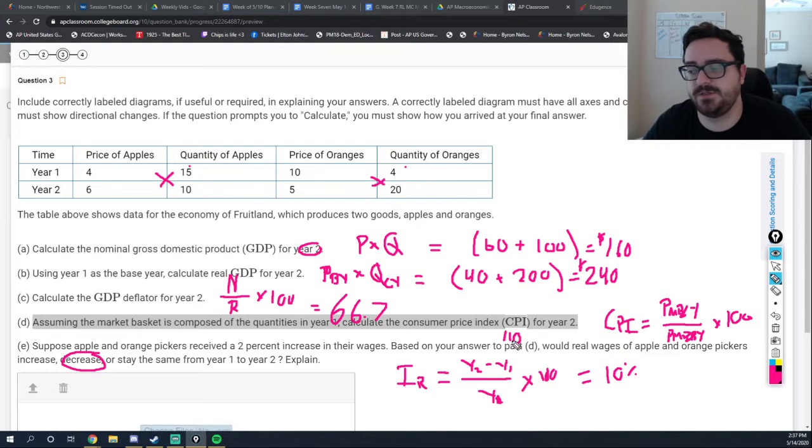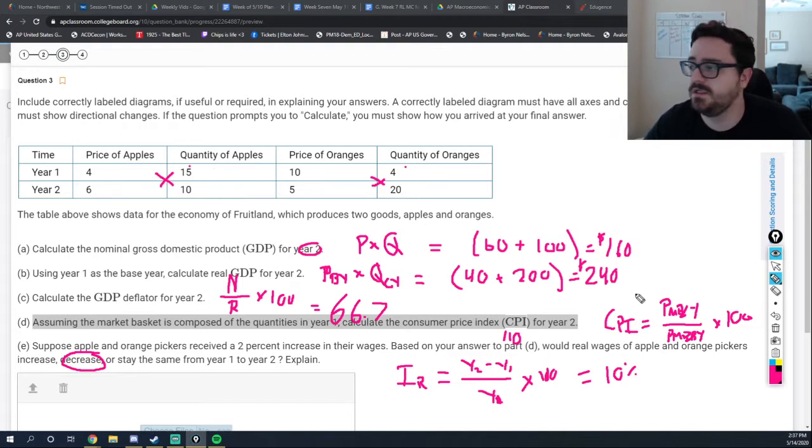But they said based on the answer to part D, 110, what happened? Well, okay, based on part D, 10% increase, that's going to decrease their thing. So for D and E, I can understand some problems because the CPI formula is something that people tend to forget, and you're like, how do I find a market basket here? You find it based on what they told you. They said that it's the quantities in year 1, meaning the market basket is literally 15 apples and 4 oranges.